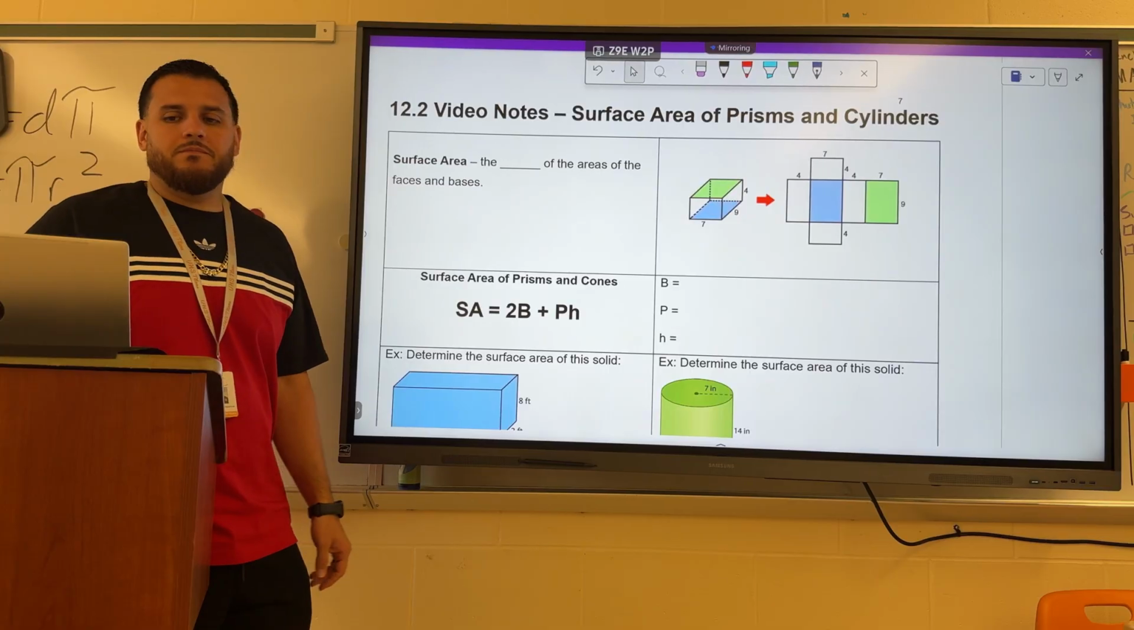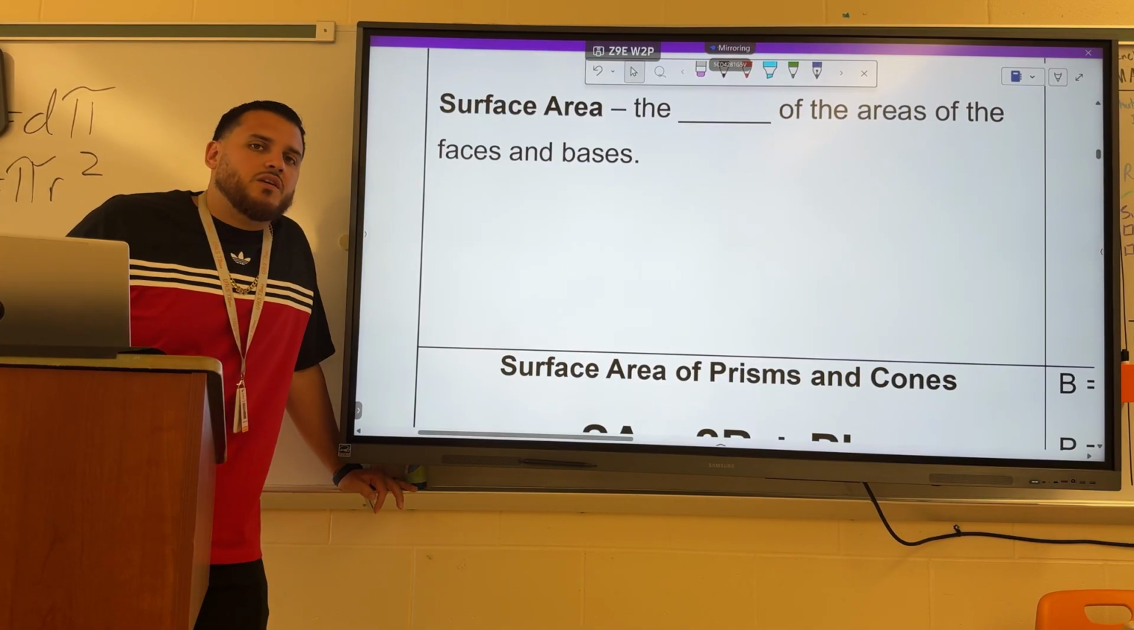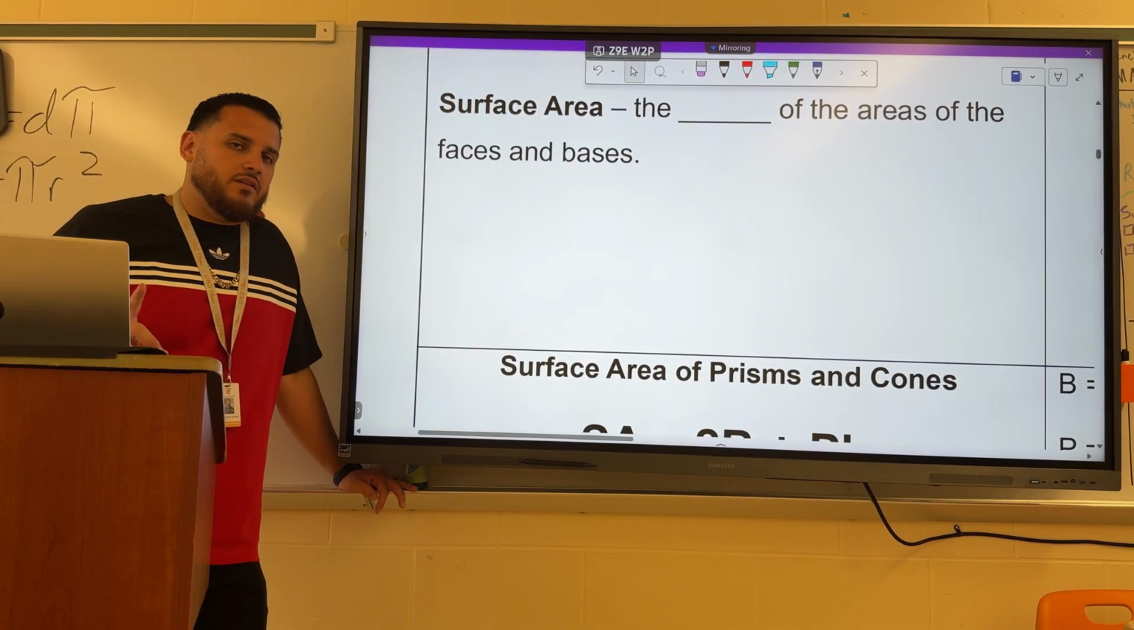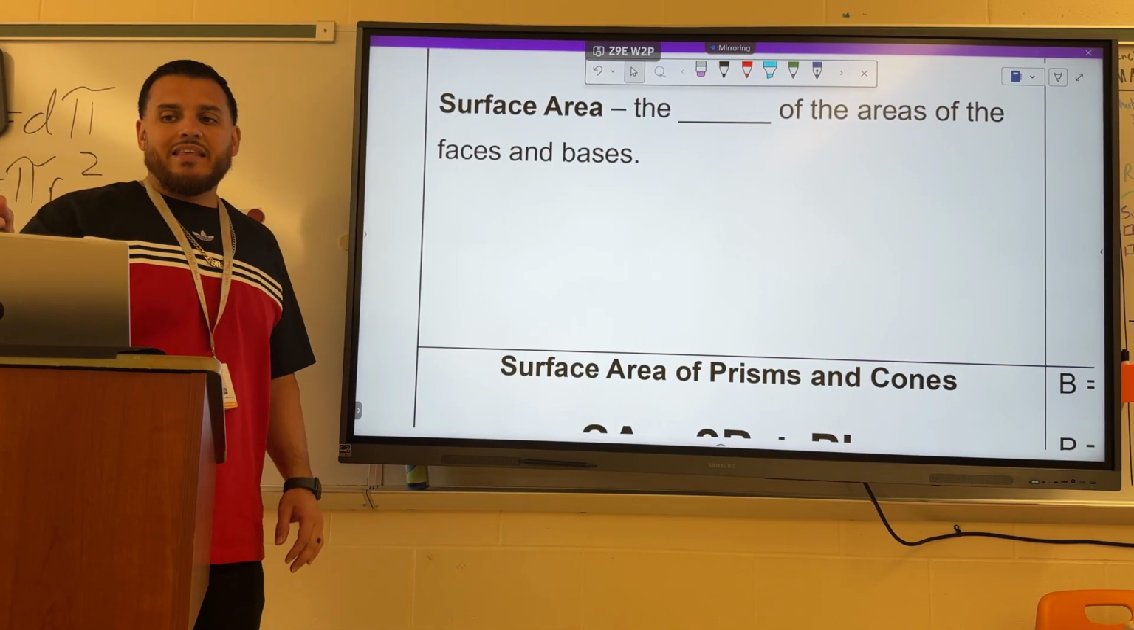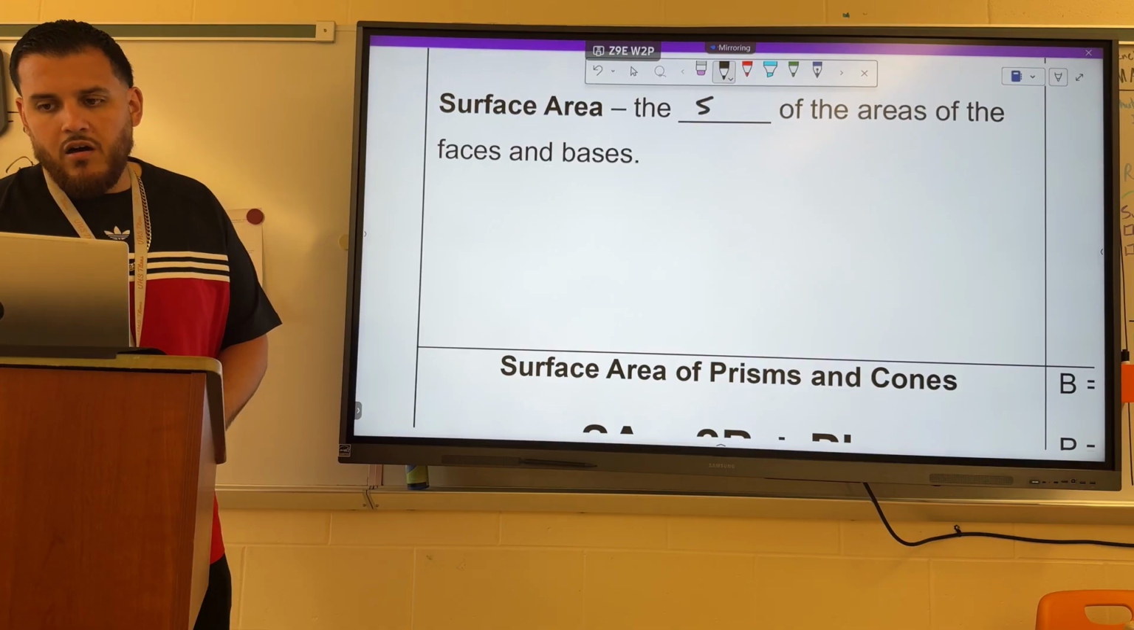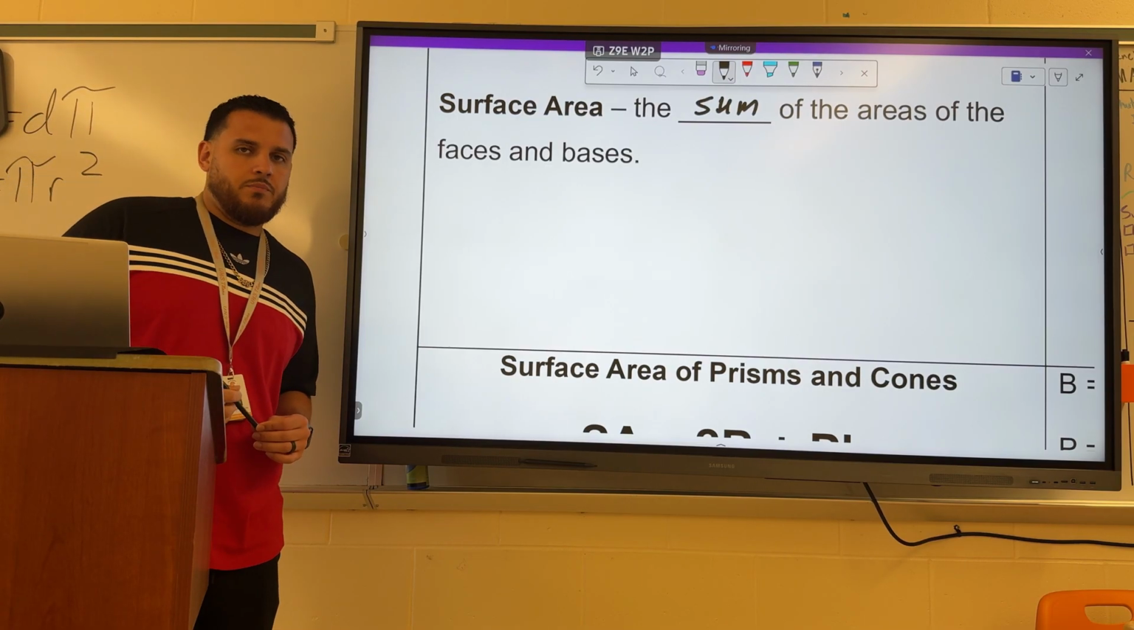Today we're covering section 12.2 of geometry, going over the surface area of prisms and cylinders. Let's get into it. Here in 12.2, we're solely focused on one measurement of prisms and cylinders, and that measurement is surface area. So what is surface area? That is just the sum of all the bases and faces that make up the solid.